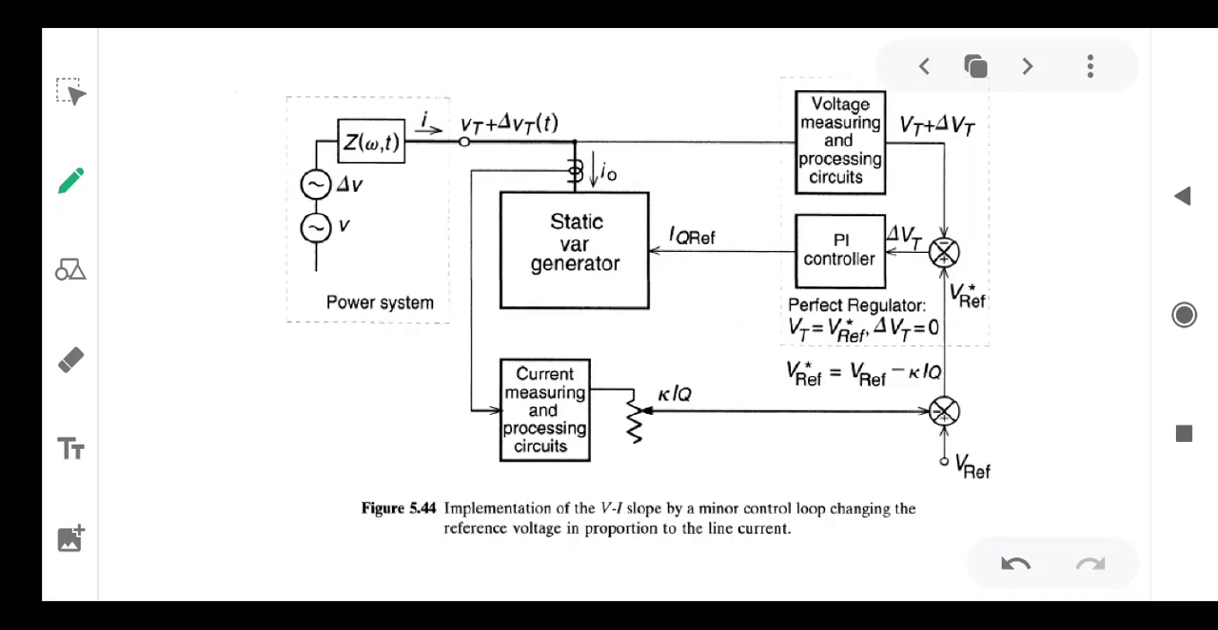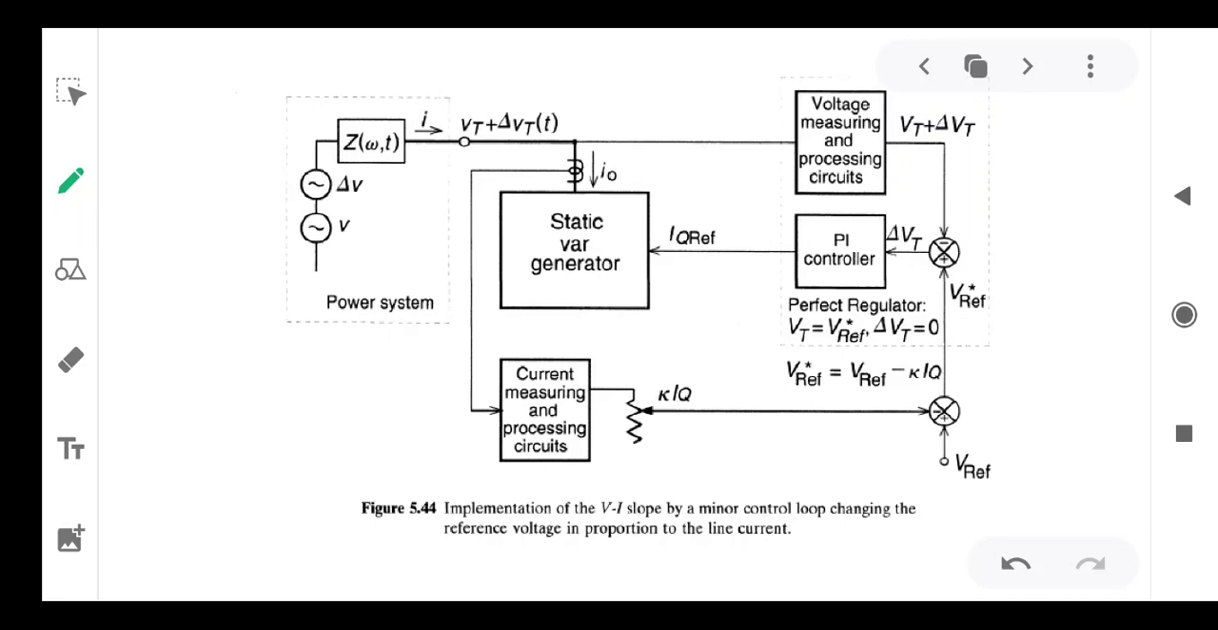So implementation of the VI slope or droop. We will discuss the power oscillation damping and transient stability improvement in the next video. Now I would like to explain the voltage regulation and slope. How to implement the slope of the voltage.